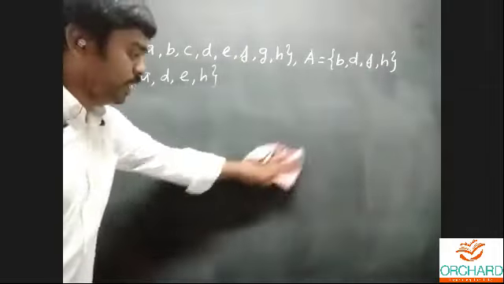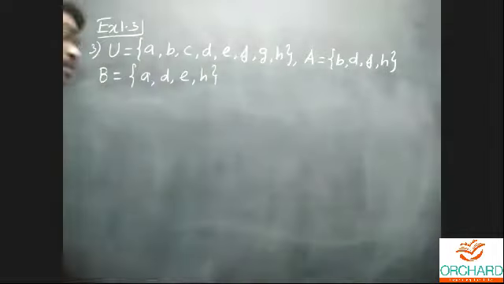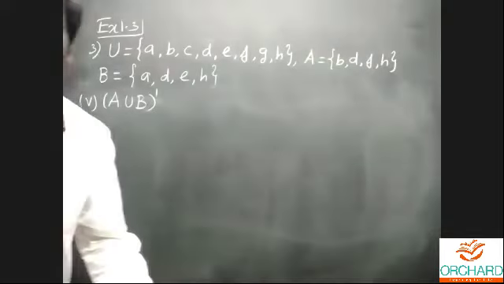Fifth subdivision: (A union B)' and (A intersection B)'. First, you can identify A union B. Without identifying A union B, we could not identify (A union B)'. Okay.